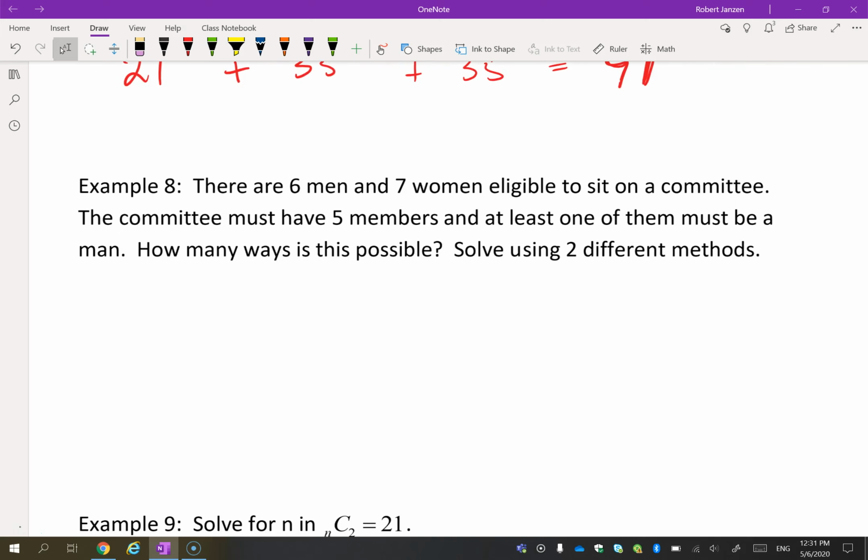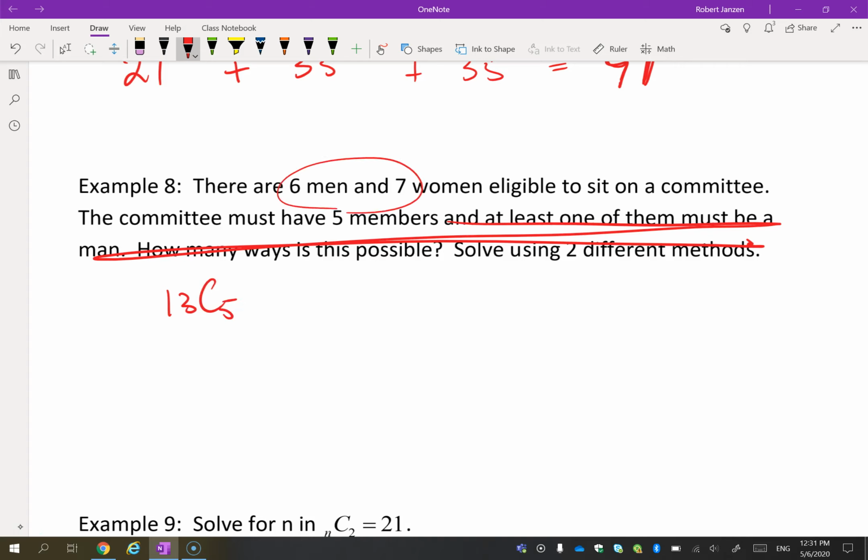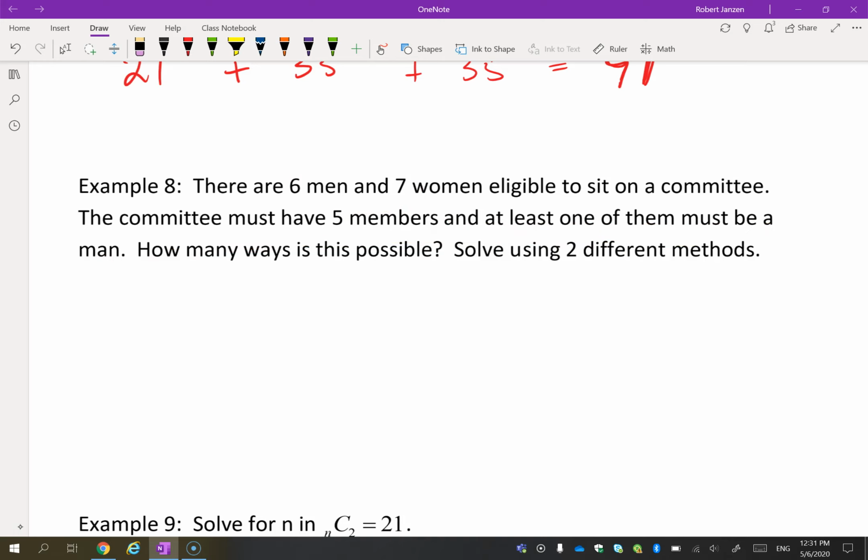There are 6 men and 7 women eligible to sit on a committee. They must have 5 members. Okay, so we're going to choose 5. If there were no conditions after this, if we had nothing else happening, it would be 13 choose 5. Right? There's 13 people and we're choosing 5. But it is not saying that. It says at least one of them must be a man. At least one of the 5 has to be a man.